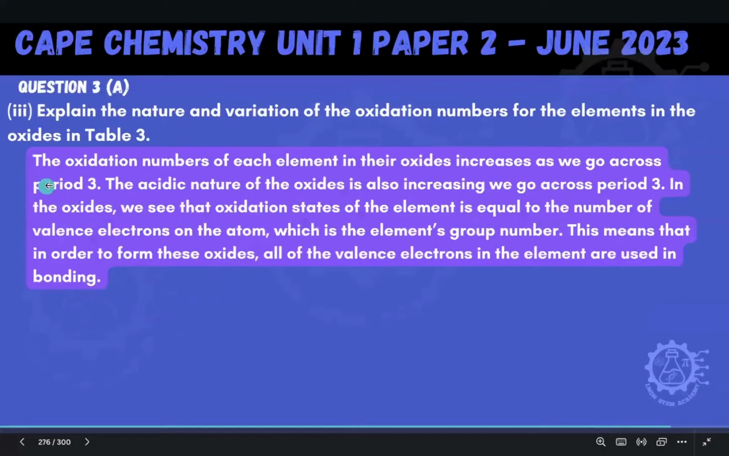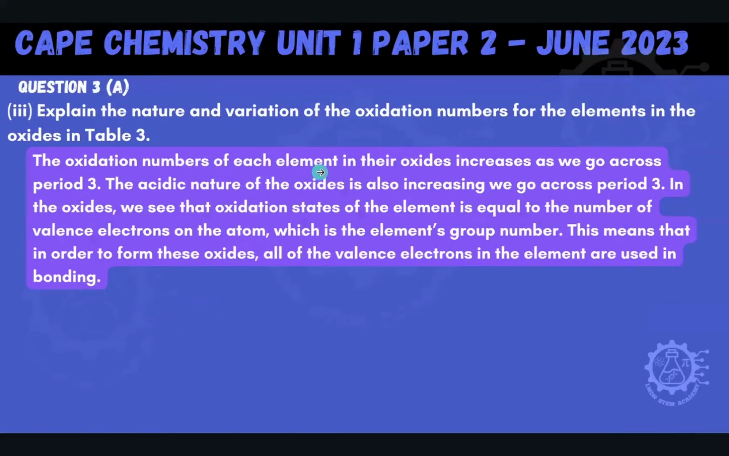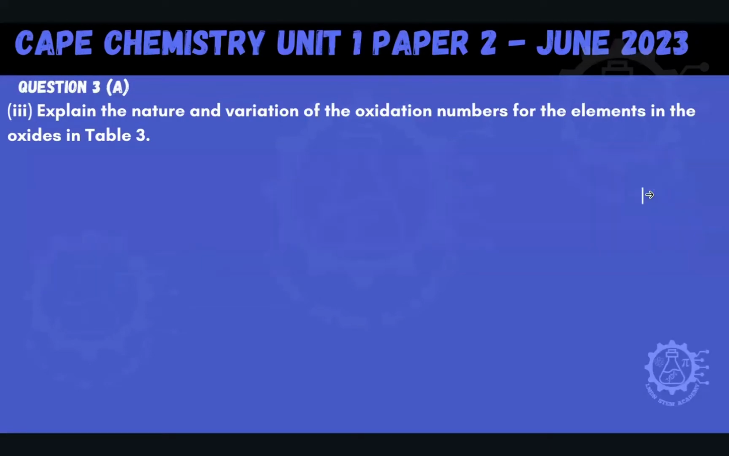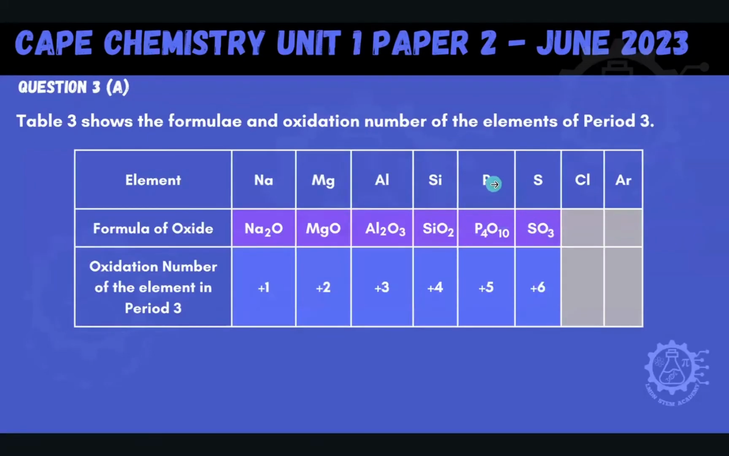Okay, so here's what we would say. The oxidation number of each element in their oxides increases as we go across period 3, and we just kind of touched on that, right? The acidic nature of the oxides is also increasing as we go across period 3. Right, so it actually turns out that these oxides here, so the phosphorus and the sulfur, are very acidic oxides. So keep that in mind. So as we went across the period, we got more acidic in nature, the oxides did. And so these are the more acidic ones there, okay?